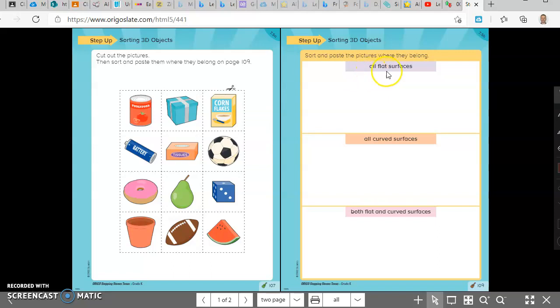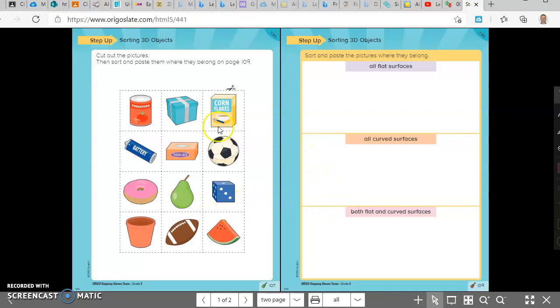This says all flat surfaces. This says all curved surfaces. And this says both flat and curved surfaces. Okay? So now, what does this mean? This means that these things that have only flat surfaces are going to go up here. And the things that have only curved are going to go here. But the ones that have both are going to go here.